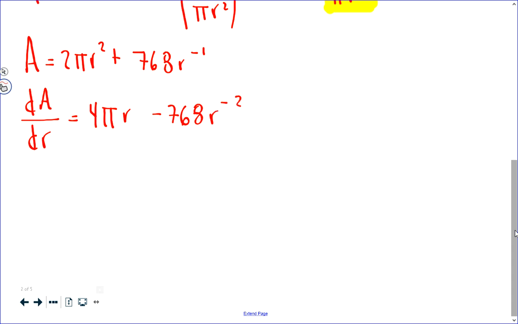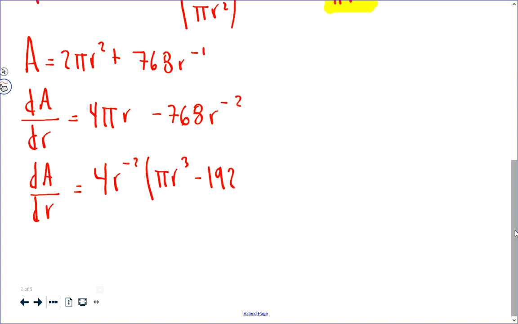And again, we always want to factor expressions to make sense of them. I can factor a 4 out of each of those two terms, and I should factor out the lowest degree on the variable that's common, which would be r to the negative 2. It looks like I'm left with pi r cubed minus 768 divided by 4 is 192.